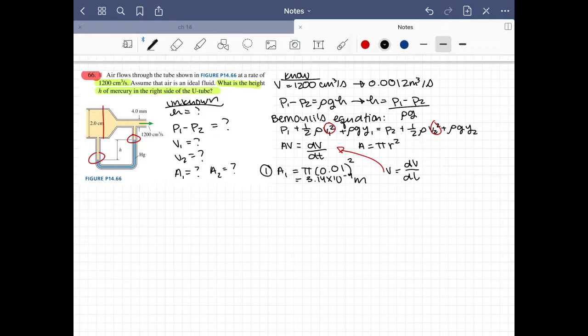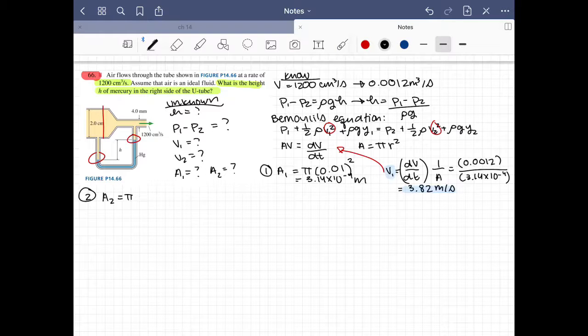So v is equal to the flow rate dV over dt times 1 divided by the area. So the flow rate, which we were given, is 0.0012 divided by the area we found, which is 3.14 times 10 to the negative 4. And that is equal to 3.382 meters per second. So now we can begin finding the area of the other side of the tube.